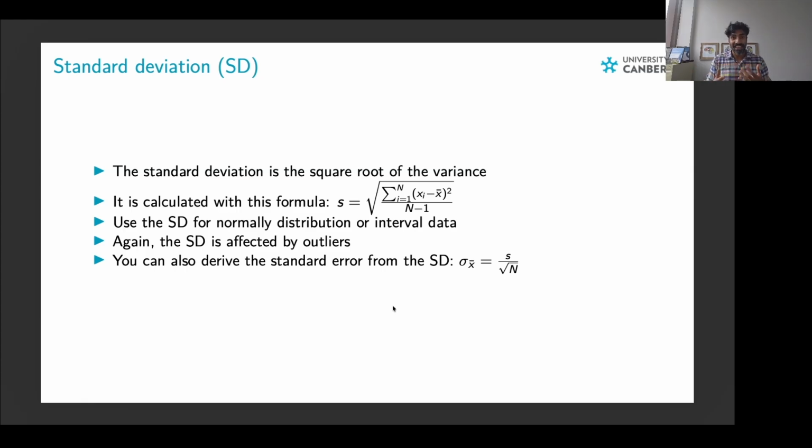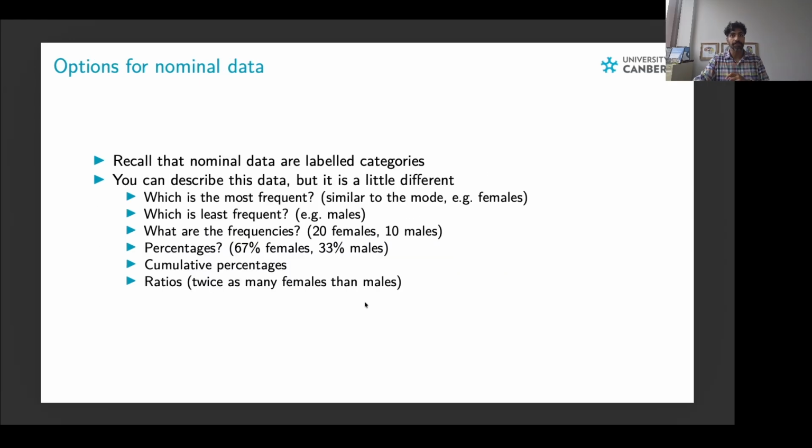Now the standard deviation is affected by outliers, and a cool thing about the standard deviation is you can derive the standard error from the standard deviation and vice versa. So here the standard deviation is equal to the standard error over the square root of n, and you can move this formula around to say, well, standard deviation times the square root of n gives you the standard error. So it's a nice relationship between one and the other.